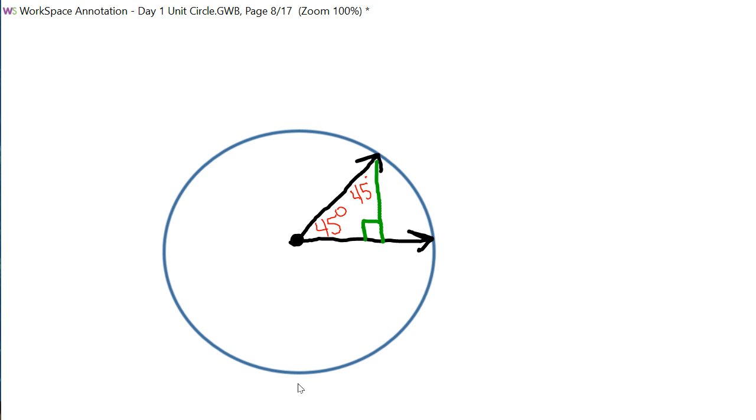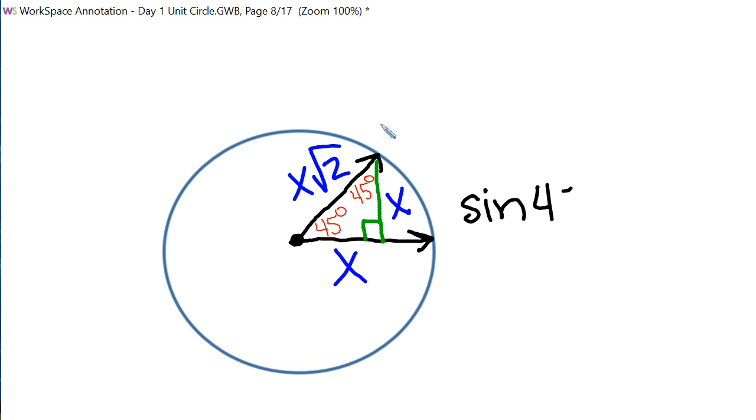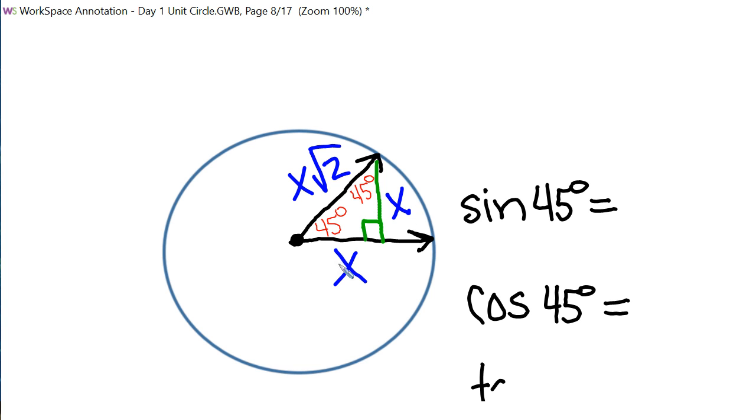And labeling the sides for a 45, 45, 90 triangle, the formula states that the sides opposite of the 45-degree angles are x, and the hypotenuse is x square root of 2. Now I want you to find the sine of 45 degrees, the cosine of 45 degrees, and the tangent for 45 degrees.